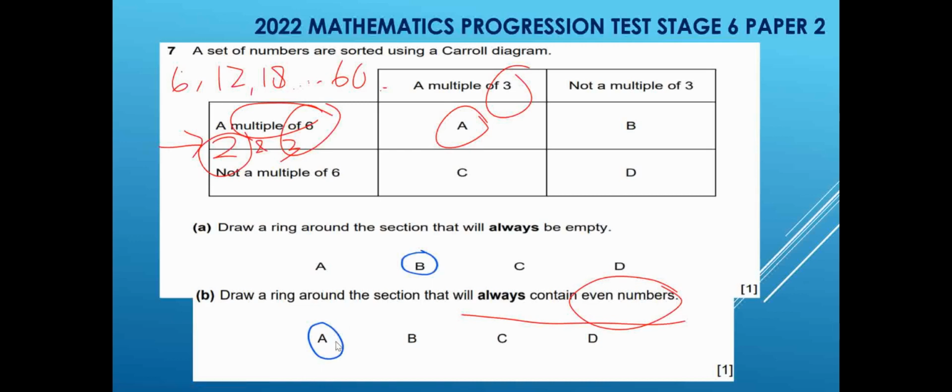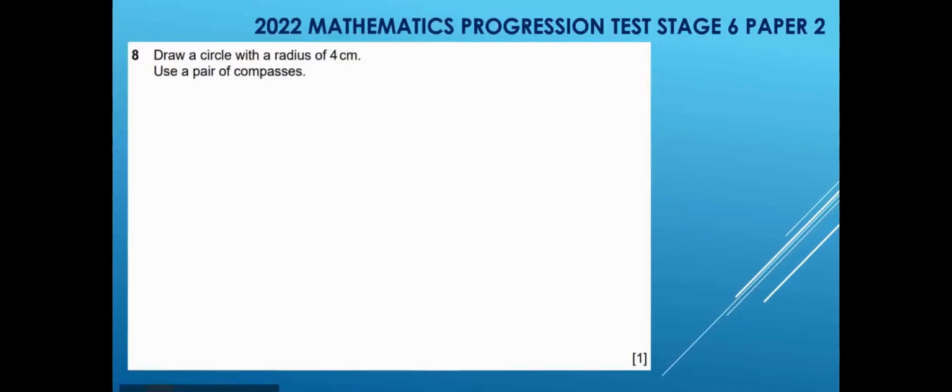Alright, let's move on. Next, question 8. Draw a circle with a radius of 4 cm using a pair of compasses. So you need a paper for this. If you have printed it out, it will be good. You can do it on your paper, or on a blank paper. 10 seconds from now. 10, 9, 8, 7, 6, 5, 4, 3, 2, 1.